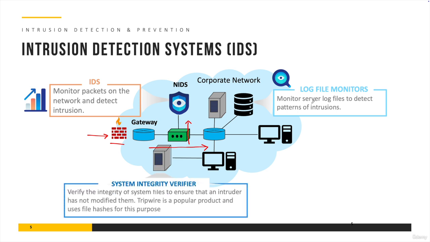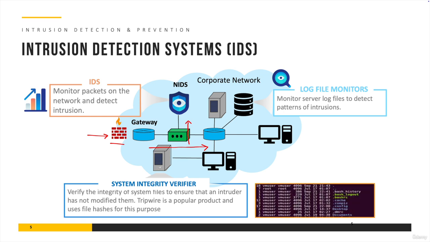Another type of intrusion detection system is the system integrity verifier. These tools verify the integrity of system files to ensure that an intruder has not modified them. Tripwire is a very popular product and it uses file hashes. It creates a hash of the files and then periodically checks if anything has been changed without authorization or permission. If any file has been modified, something has been added to a file, or it has been corrupted, then Tripwire is going to alert you. So you have several different strategic places where you can use these tools.